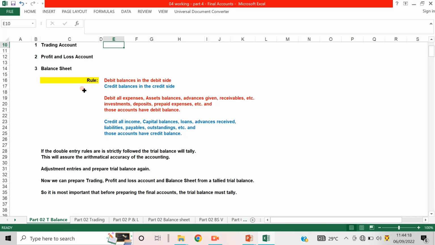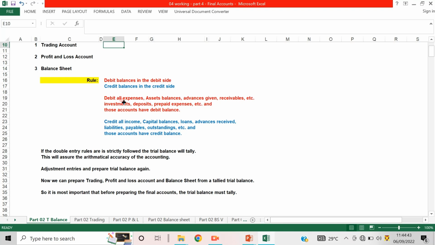Now the rule in making the trial balance is that debit balances go on the debit side. Take all the debit and credit columns, total them, and take the difference. The difference will be taken to the respective side of the trial balance. So debit balances are taken on the debit side, and credit balances are taken on the credit side.